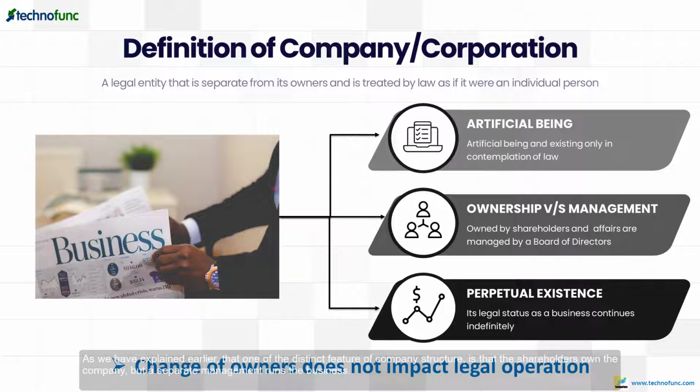As we have explained earlier, one of the distinct features of company structure is that the shareholders own the company, but a separate management runs the business. In a corporation, due to this segregation, a change of owners does not end the legal operation. Shareholders or members may enter or leave at any time without affecting the existence of the corporation. Its legal status as a business can continue indefinitely. Hence, the company enjoys perpetual existence, which was a big limitation of earlier discussed business structures.